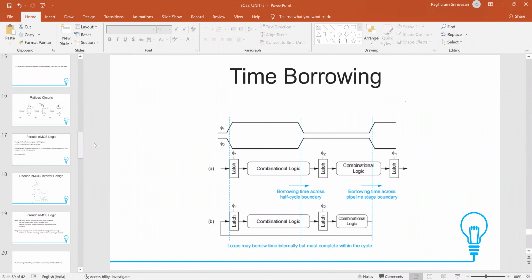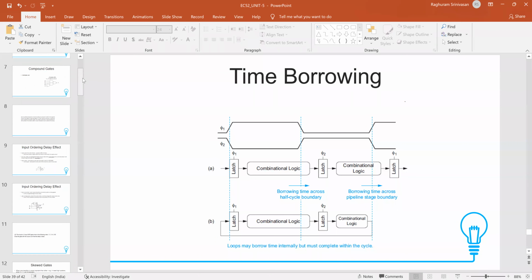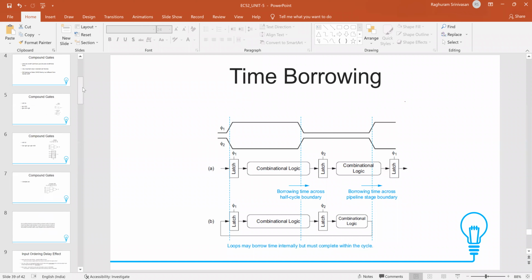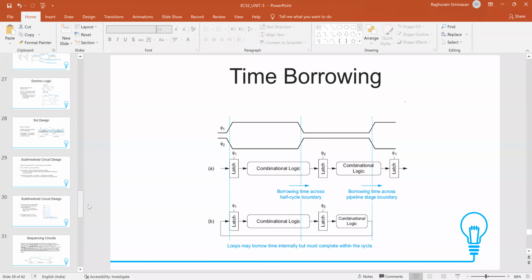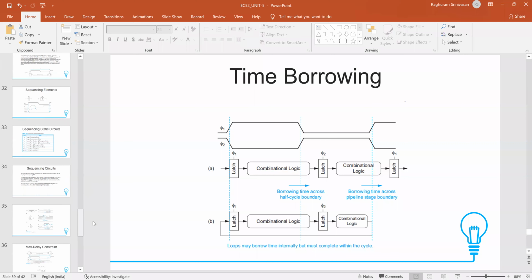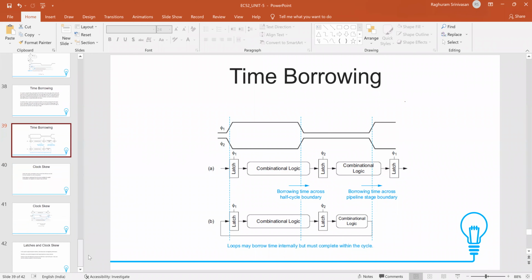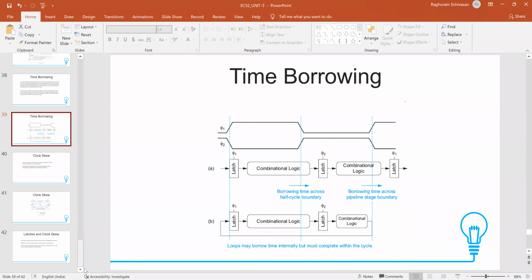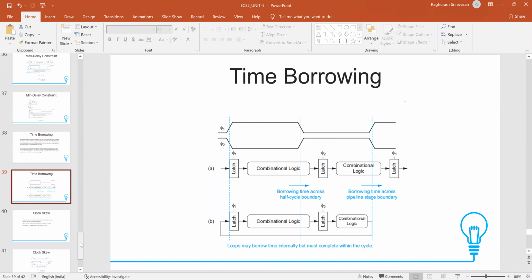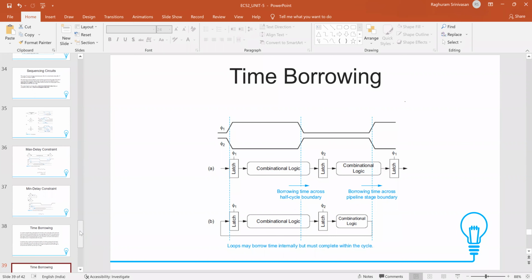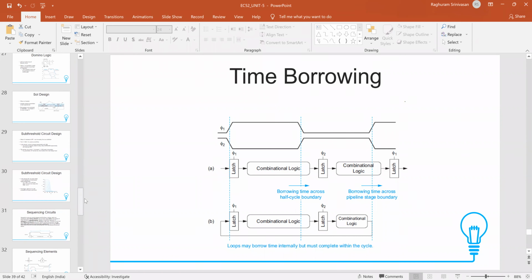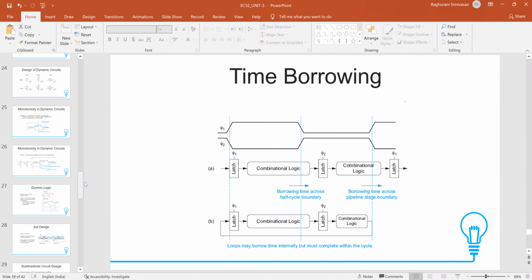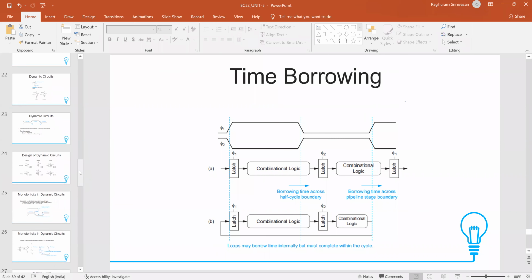Dynamic CMOS, domino, ratioed circuits, bubble pushing, input ordering, compound gates, skewed gates. And then 25% is all these definitions related to timing, sequencing elements, min delay constraint, max delay constraint, clock skew, time borrowing, etc. So there are no numericals at all. The second part, directly whatever definitions you have seen, only that will be asked. The first part will be some gate level question, on dynamic circuits, like what is the drawback in dynamic circuits, why do we need domino circuits, something like that.